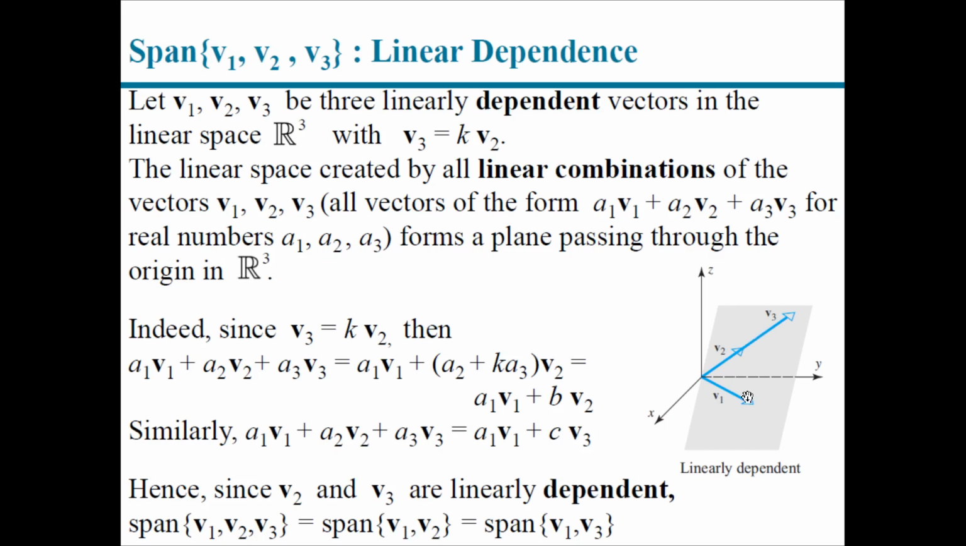v1 is linearly independent from them, so v1 needs to stay. But v2 and v3, we don't need both of them, we just need one of them because they are linearly dependent. So this is something that starts bugging us. We can kick out one of the linearly dependent vectors and still get the same space.